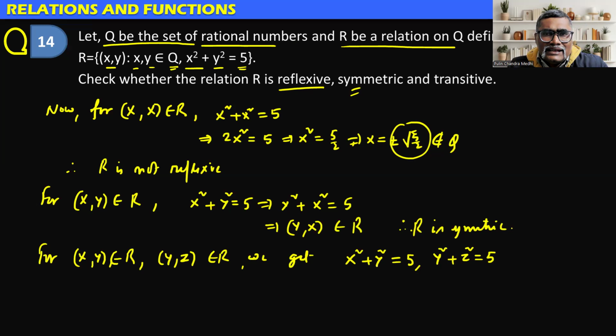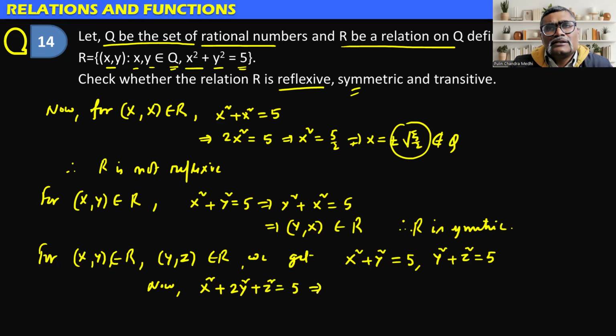x square plus y square equal to 5, y square plus z square equal to 5. Now, from here, can I get x square plus z square equal to 5? Let us see, let us add it. Now, if I add, I get x square plus twice y square plus z square equal to 5. Let us just see, can we get some rational values? So let me just write this equal to 5 minus twice y square. No, this will not be 5, this is 10.